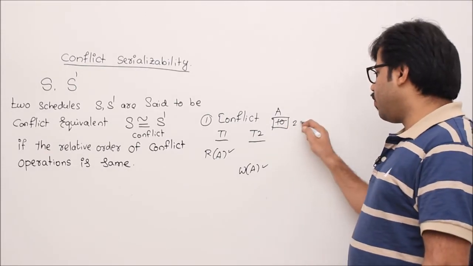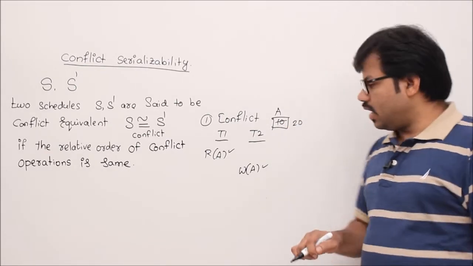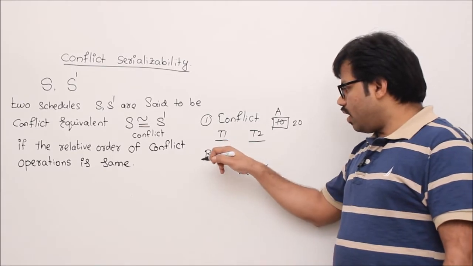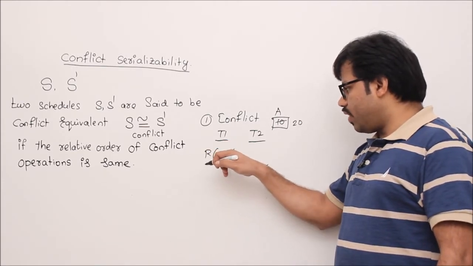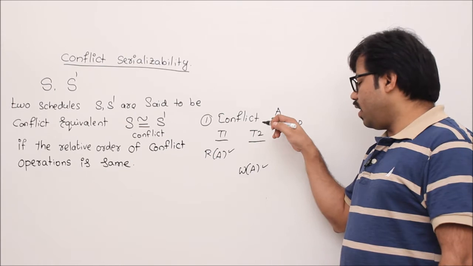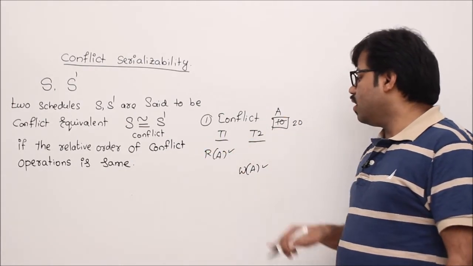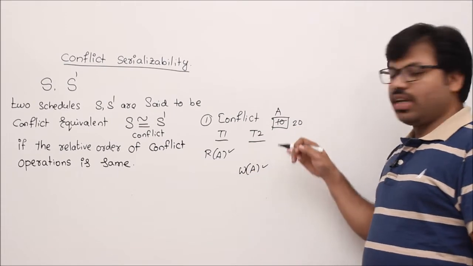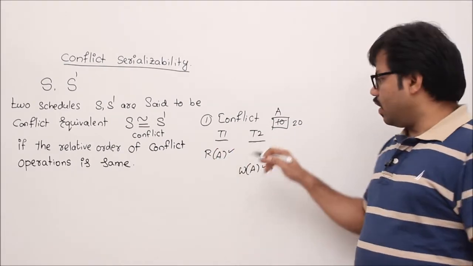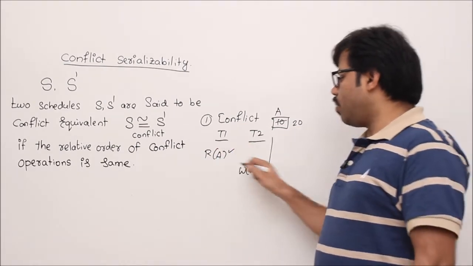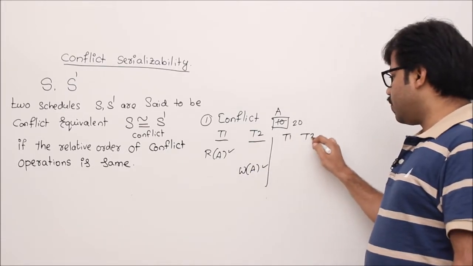Maybe write of A is modifying this to 20. Now you see one thing: if T1 happens first, that means read of A is done first, so T1's read of A will see 10. Later if you modify it, the 20 will not be seen by T1. Now if I change the order of these two operations, we'll observe what happens.